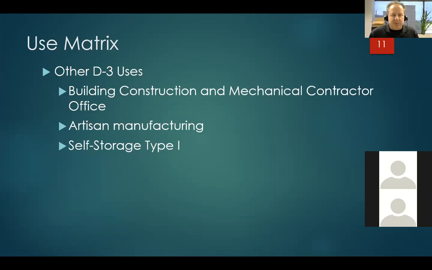Some things to point out here: building construction, mechanical contractor office is a use in the district, so that is permitted in D3. Artisan manufacturing, which is more of a light type of manufacturing, is permitted. And then self-storage type 1, which is storage wholly within a building, is also a use within the district.